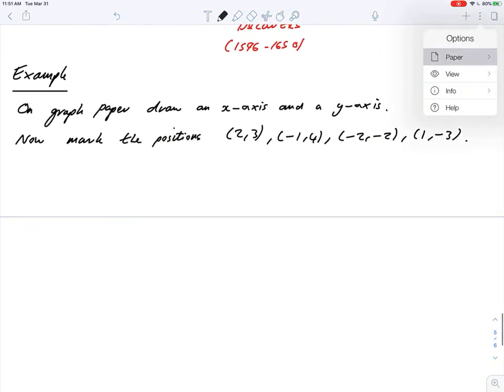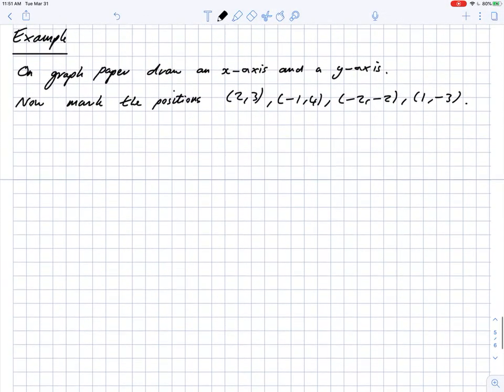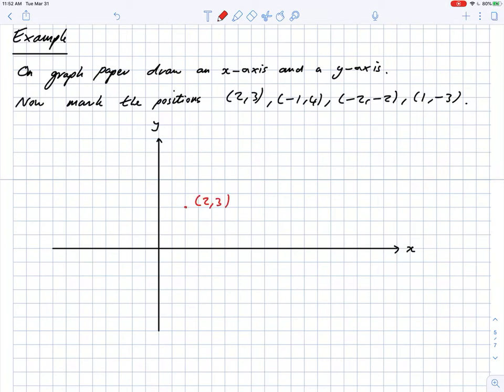Okay, so let me try this myself. Graph paper is useful, right? Because it makes doing this pretty sensible. Let's draw an x and a y axis. So this is the x-axis, this is the y-axis. It's good to label them. Now let's go through each position. (2, 3): 2 across and up to 3, so that would correspond to this. I'm just going to write this as (2, 3). That's shorthand notation for that position.